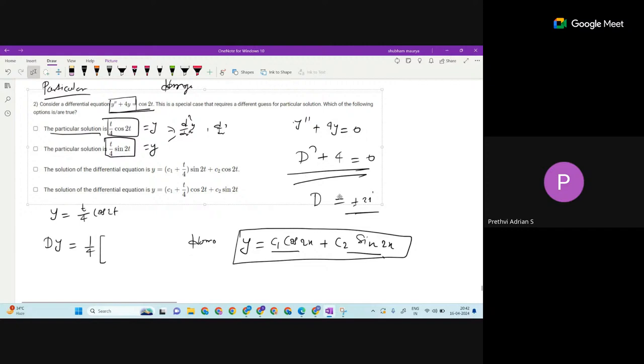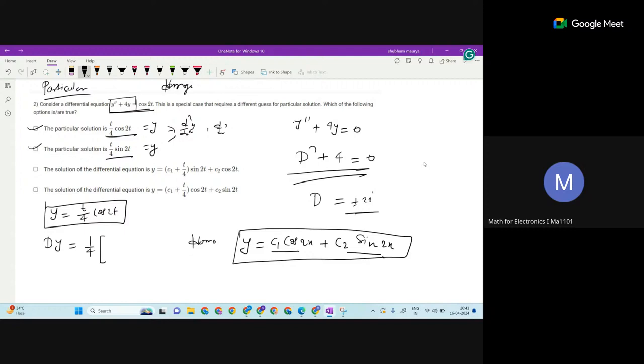So that is what I am saying. In this case, we are not going to guess it, because the particular solution is already given in the options. If you start guessing, it will be difficult in this problem, but we'll use the options to get the particular solution. So we will assume that this is our particular solution, and now we'll differentiate this.